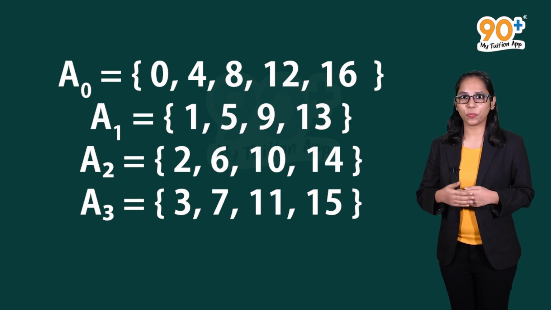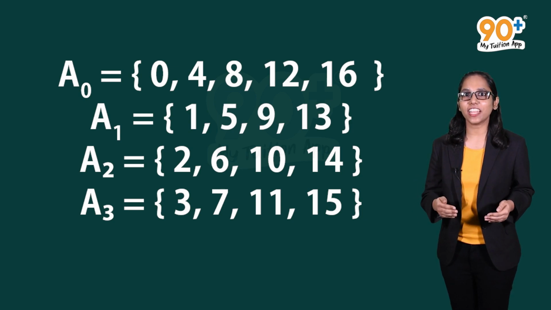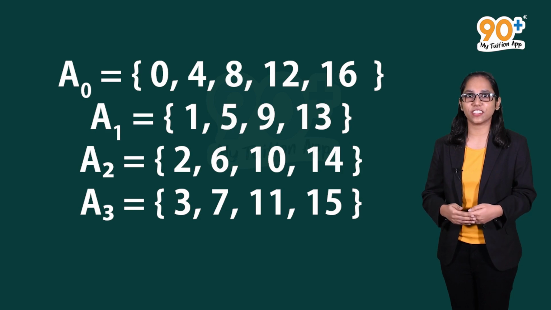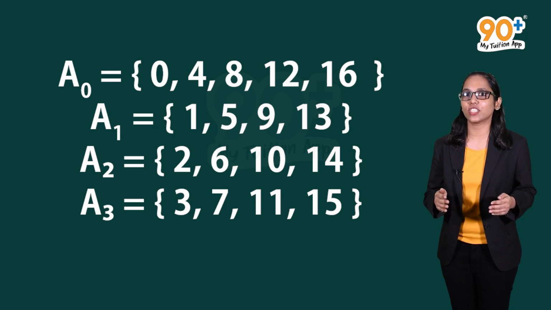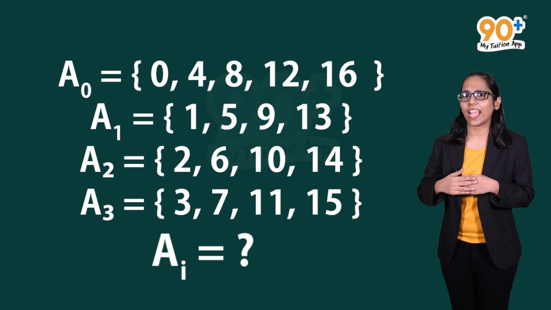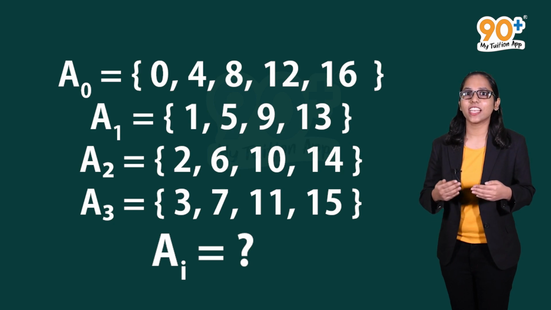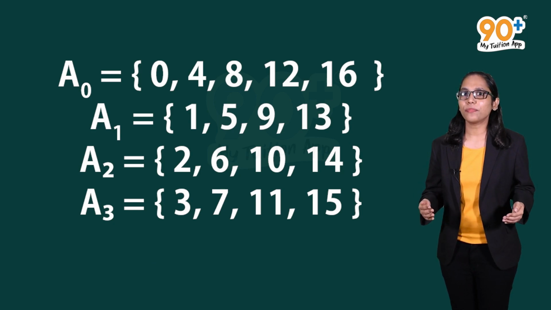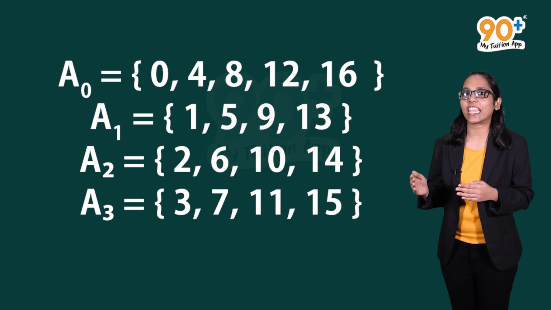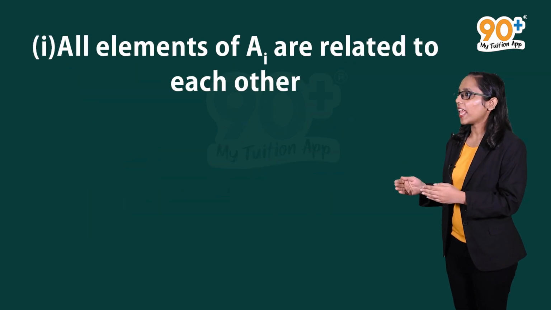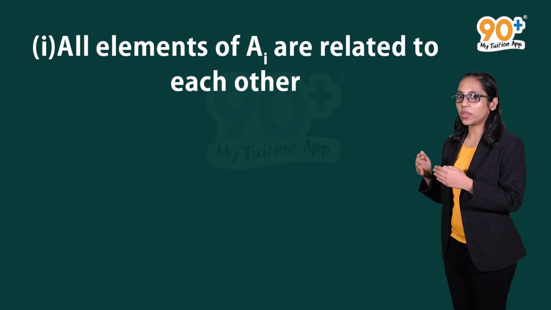So what is A0? A0 is a set of elements that are related to 0. What is A1? A1 is a set of elements that are related to 1. And what is A2? A2 is a set of elements that are related to 2. And what is A3? A3 is a set of elements that are related to 3. Now, what about Ai? Ai is a set of elements that are related to i. From this, we can conclude that all the elements present in the set A are present in these sets. That is, all elements of set Ai are related to each other.